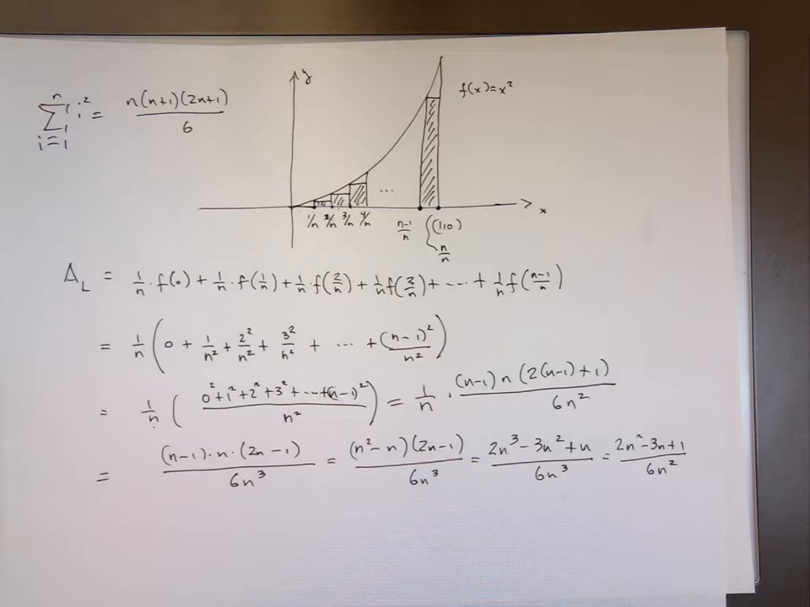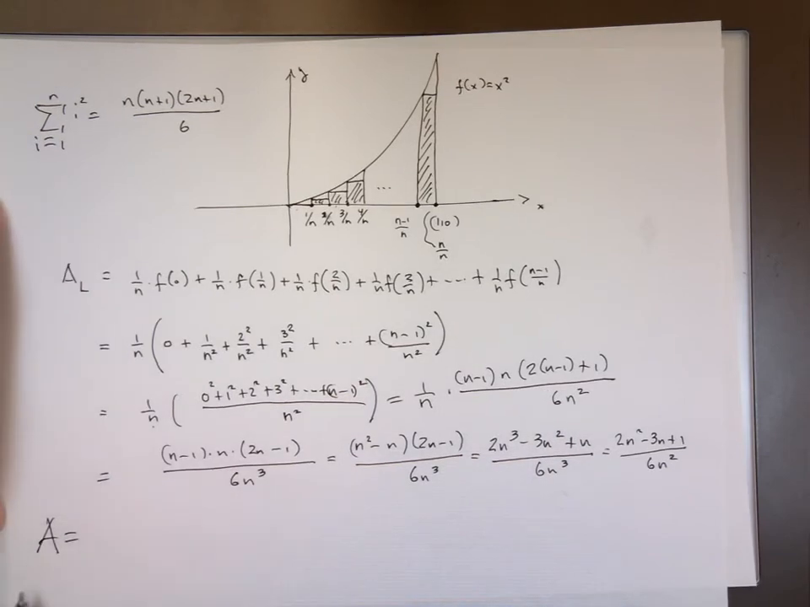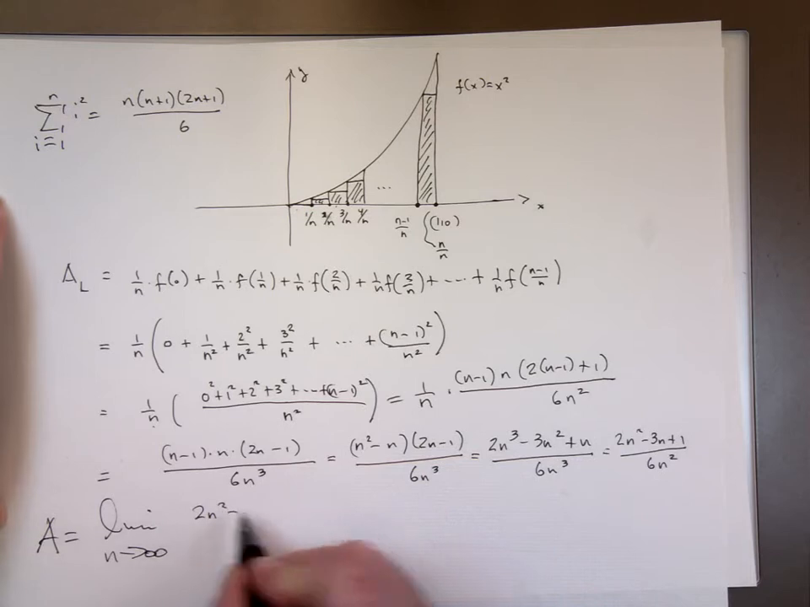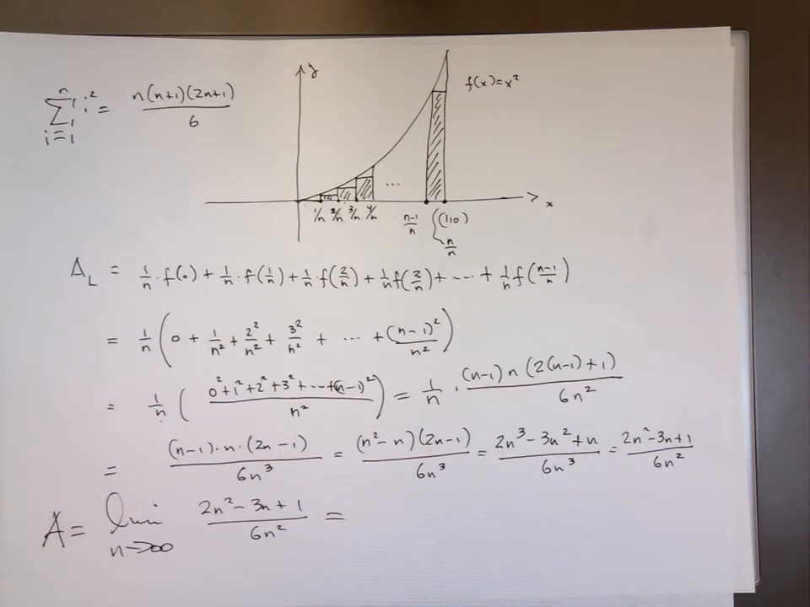I want the exact area under the curve. To get the exact area under the curve, I'm going to take the limit, A, not A sub L, but A, the area under the curve, is going to be the limit as n goes to infinity of that sum. And what is that limit as n goes to infinity of 2n squared minus 3n plus 1 over 6n squared? Yes. 1/3. You bet it is.